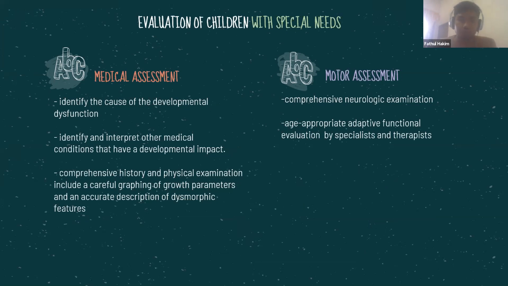How do we want to do that? We can get a thorough history and physical examination. Second is motor assessment. So we can do the neurological examination, and we evaluate them by age appropriate adaptive functional evaluation by specialty and therapies. Next.